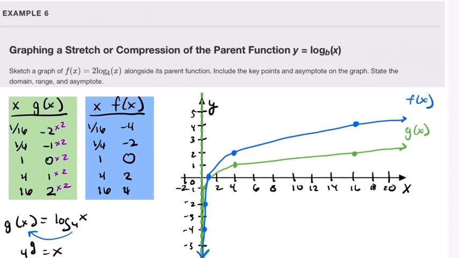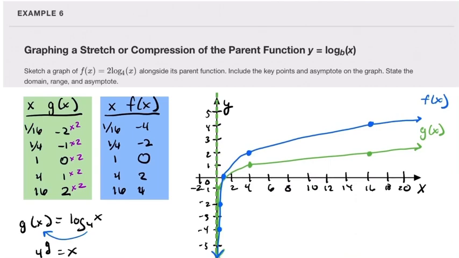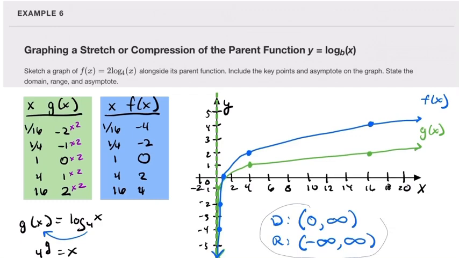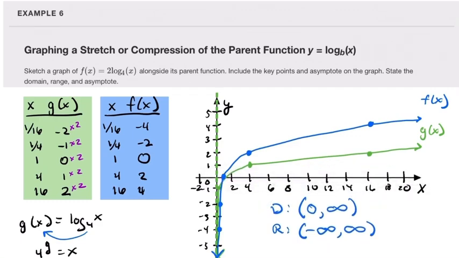Okay. Let's do the domain and range. So if we focus on f, the domain, the very left to the very right, is going to go from 0 to infinity. It gets close to 0, but it doesn't reach it, so that's why we use parentheses. The range, being the very bottom to the very top, is -infinity to infinity. And the vertical asymptote is going to be y equals 0. Sorry, x equals 0, which is the y-axis.